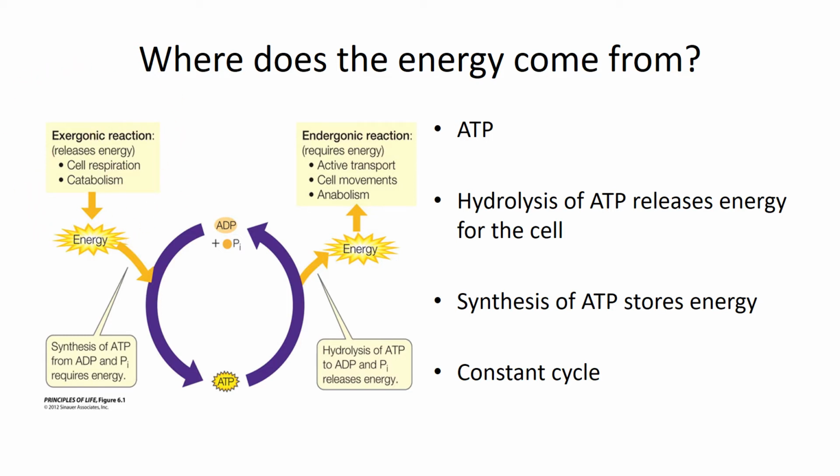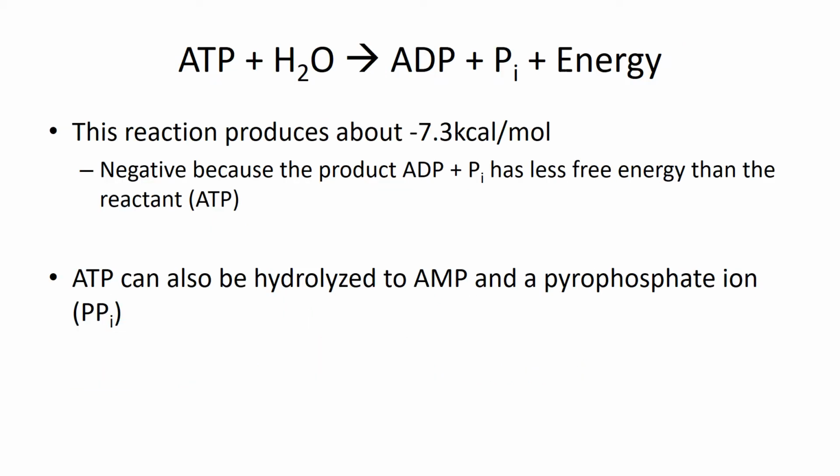cell. I know it's kind of wordy and kind of chunky, but understand the breakdown of ATP is always going to be exergonic, and that energy is going to be used for other reactions to take place inside the cell. Putting ADP and phosphate together requires an energy input, and we're going to see in the next couple slides how that actually takes place.